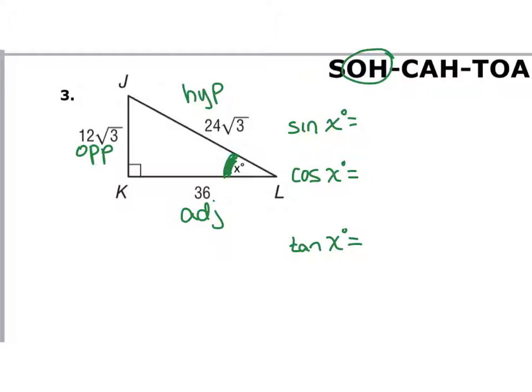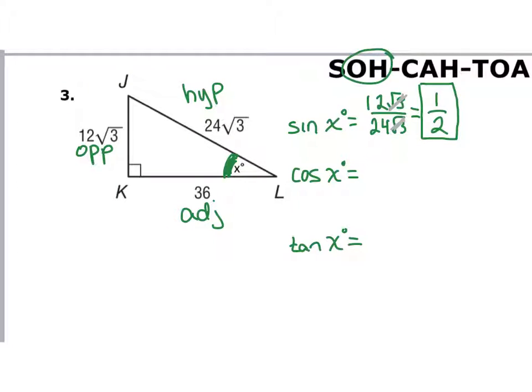Sine. What's my sine? Opposite over hypotenuse, so that's going to be 12 square roots of 3 over hypotenuse 24 square roots of 3. What happens when you divide something by itself? It cancels out, so that means 12 over 24, which is 1/2. Yeah. I did it myself.